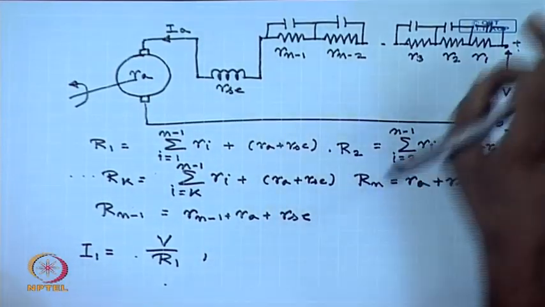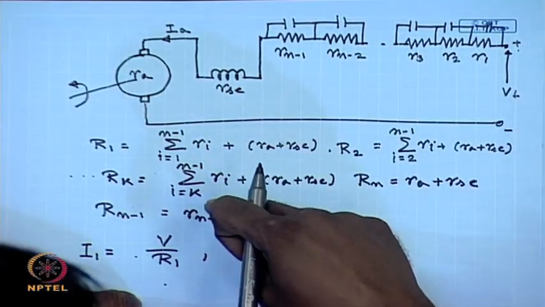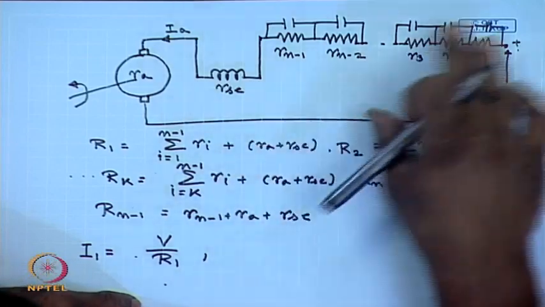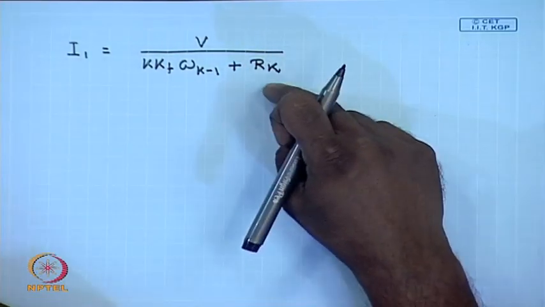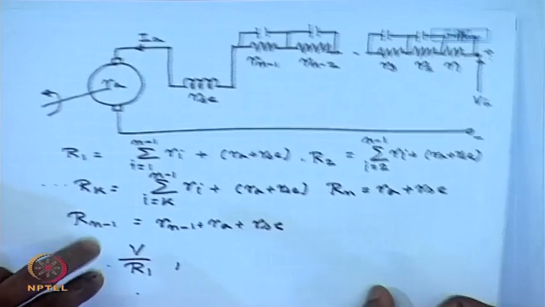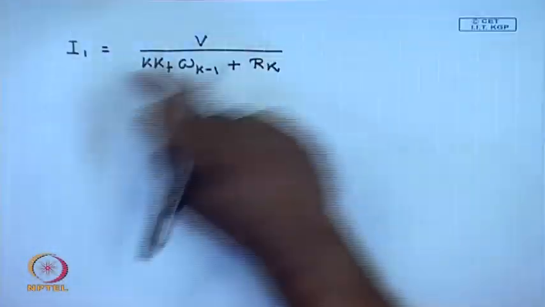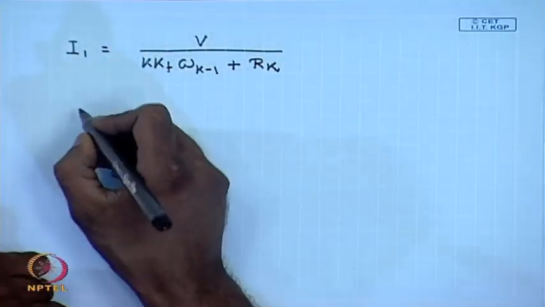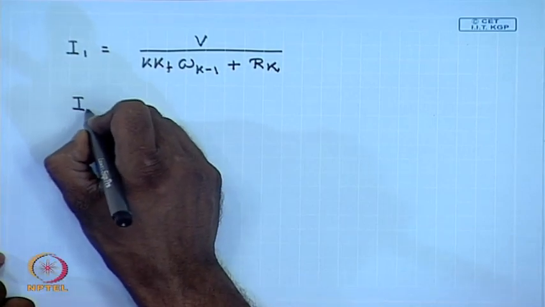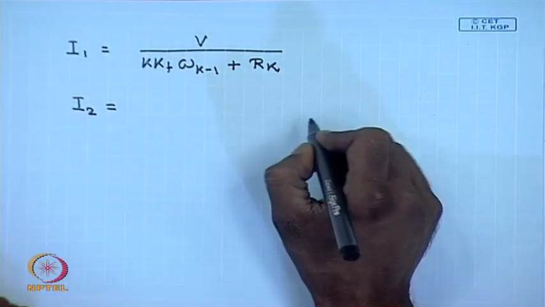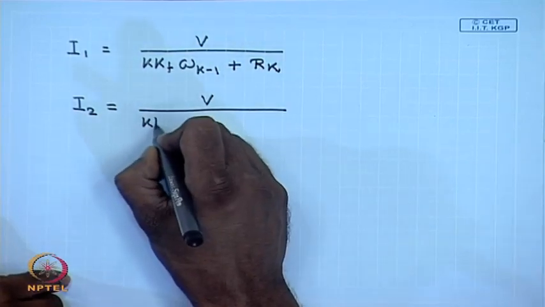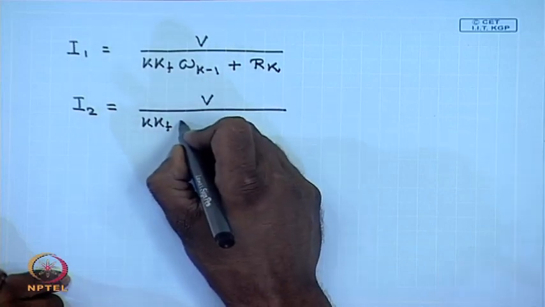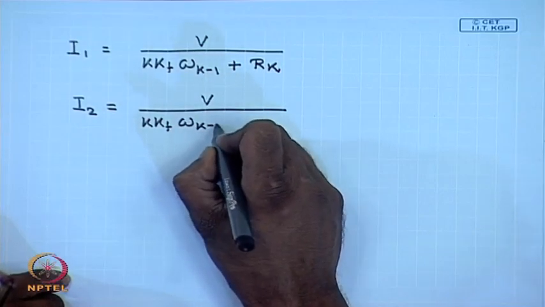That is, just when the R(k-1) resistance has been shorted, the speed was at omega(k-1). Just when one resistance has been shorted and the new resistance has become Rk, the current is I1. In which case, we can also write I2, which was the current just before the resistance was shorted, is given by V divided by k_f omega. It has to be same because omega cannot change instantaneously.